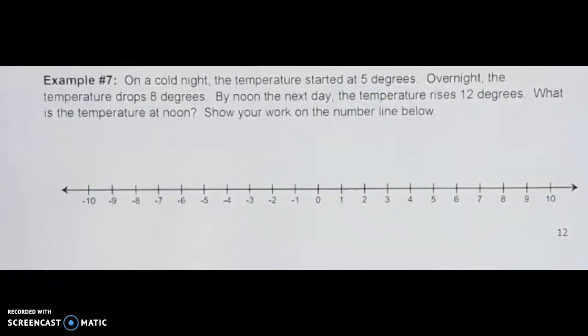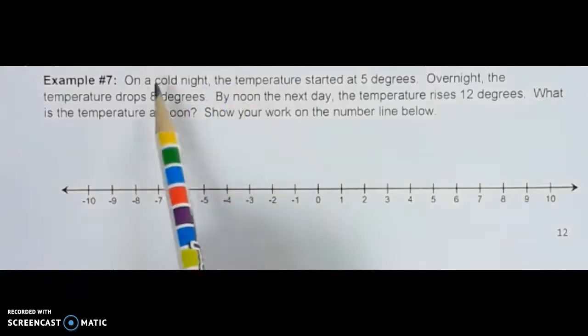In example 7, we're told that on a cold night, the temperature started at 5 degrees. Overnight, the temperature drops 8 degrees. By noon the next day, the temperature rises 12 degrees. What is the temperature at noon? We're going to show our work on the number line below.